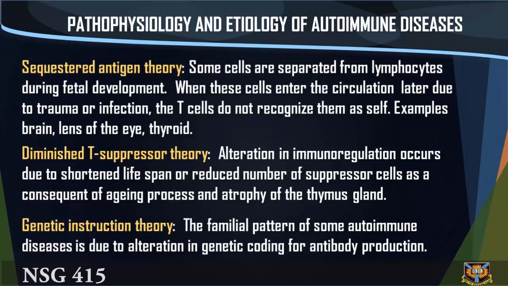E. Diminished T suppressor theory. Alteration in immunoregulation occurs due to shortened lifespan or reduced number of suppressor cells as a consequence of aging process and atrophy of the thymus gland. F. Genetic instruction theory. The familial pattern of some autoimmune diseases is due to alteration in genetic coding for antibody production. The above theories attempt to explain the pathophysiology of autoimmune disorders.